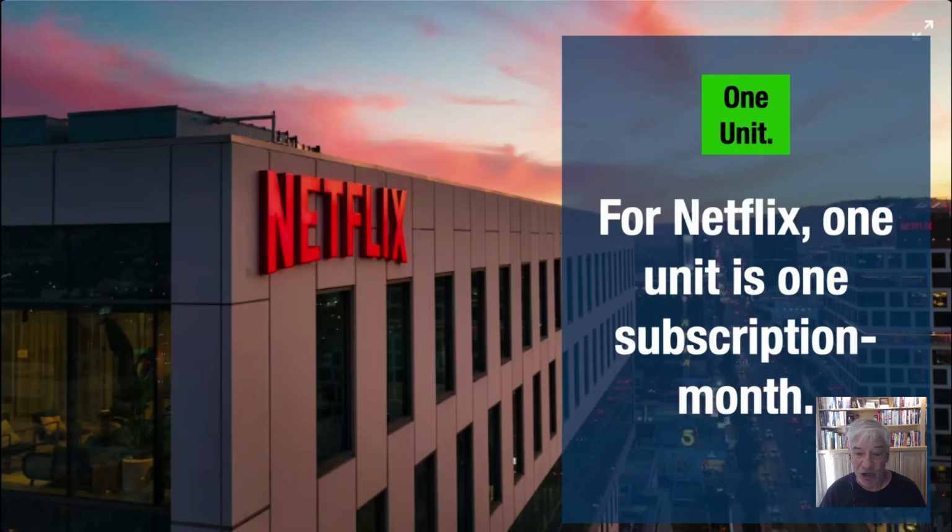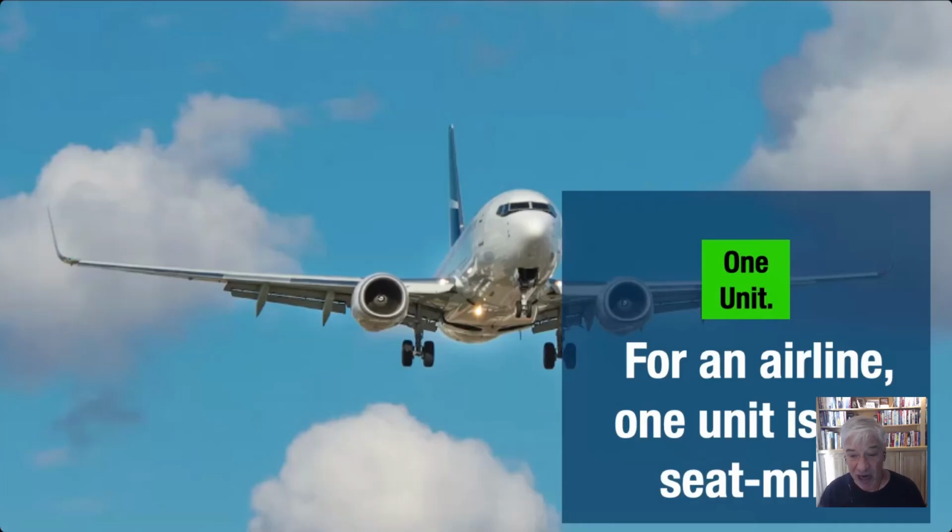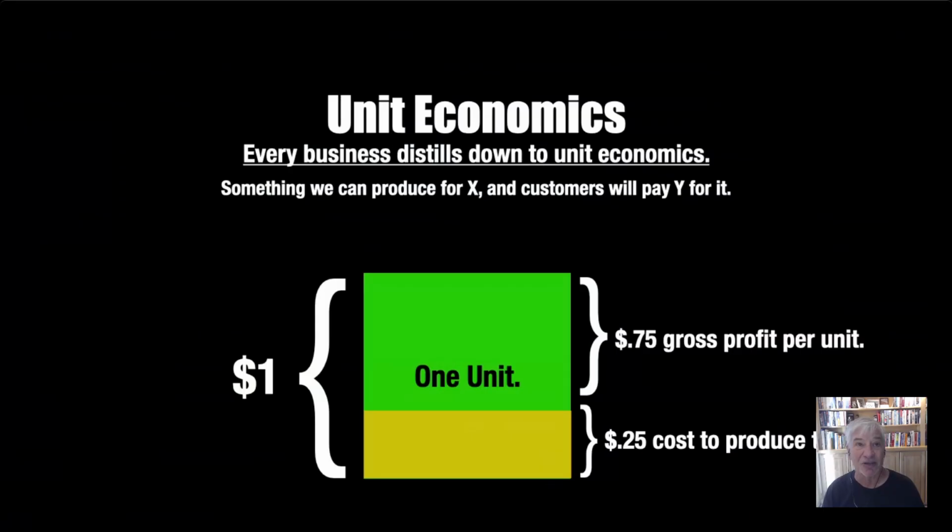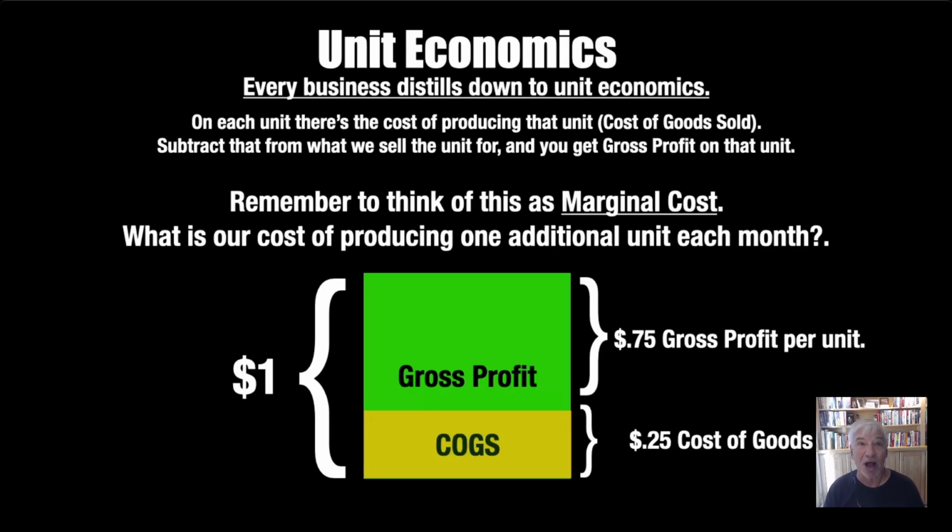For Netflix, one unit is one subscription month. And by the way, for any SaaS business, many of you probably have SaaS businesses, software as a service or some other subscription-based business, one unit for a subscription business is one customer month, right? For an airline, they talk about seat miles as their units. And so every venture distills down to this notion of unit economics. There's one unit of something that we make, we sell it for X, it costs us Y to produce, our gross profit on a unit is X minus Y, right?